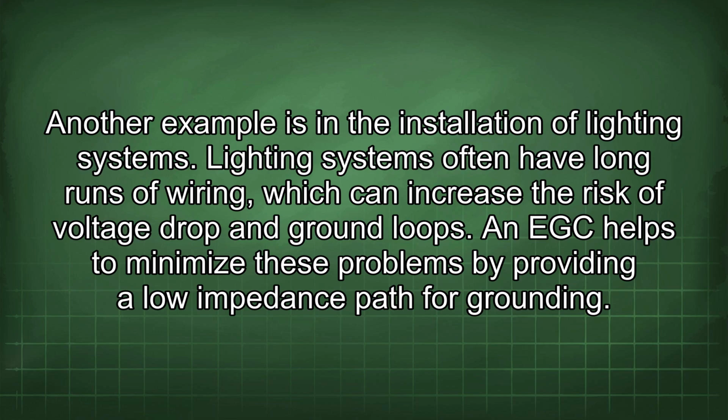Another example is in the installation of lighting systems. Lighting systems often have long runs of wiring, which can increase the risk of voltage drop and ground loops. An EGC helps to minimize these problems by providing a low impedance path for grounding.